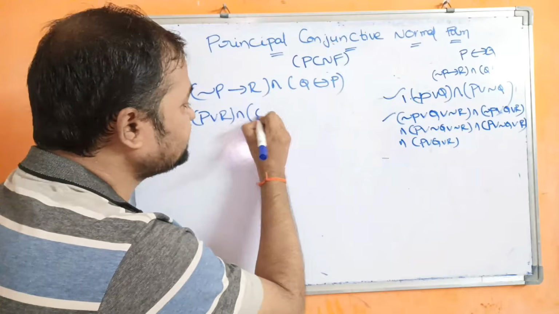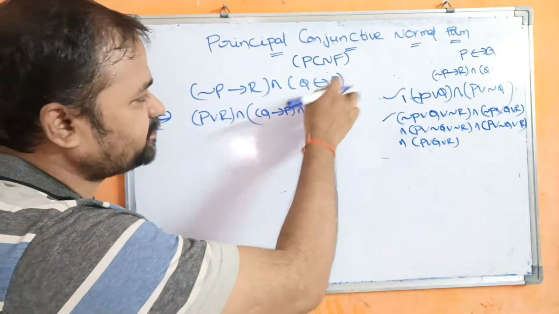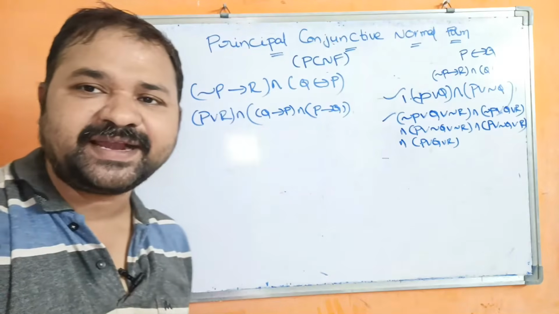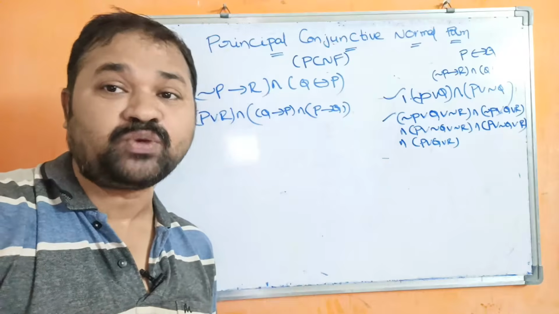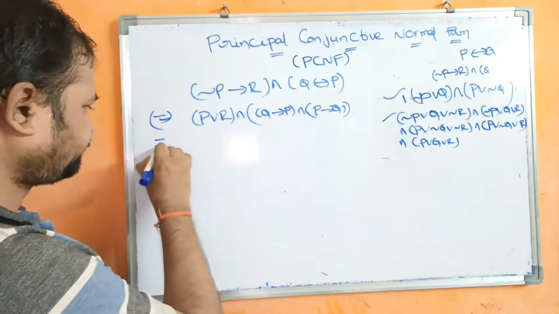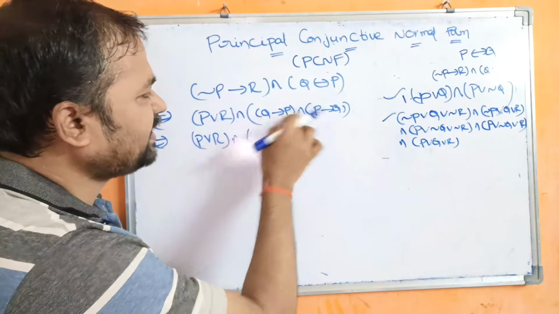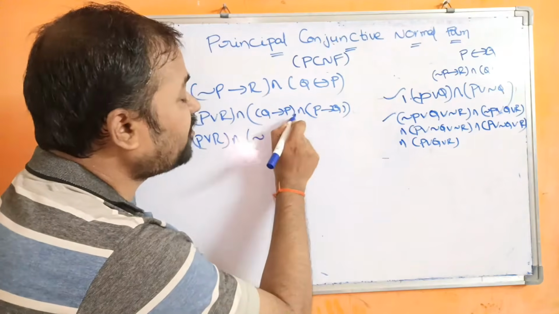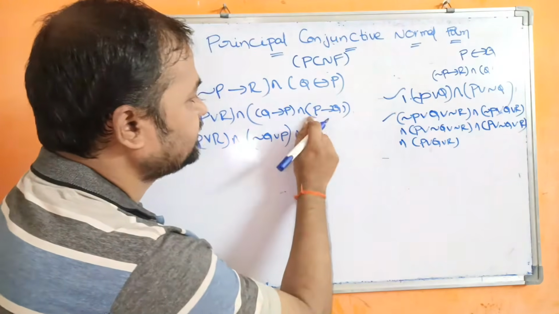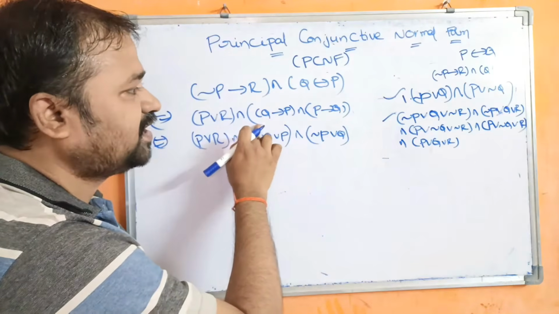P biconditional Q can be written as P implies Q and Q implies P. We know the formula for P biconditional Q: it is nothing but P conditional Q and Q conditional P. So here P becomes Q and Q becomes P: Q arrow P and P arrow Q. So this can be written as P or R, and here we have Q biconditional P, which is in the form of P implies Q. So negation Q or P, and the other is also in the form of P implies Q, so this can be written as negation P or Q. Here, to avoid unnecessary confusion, we have eliminated these parentheses.